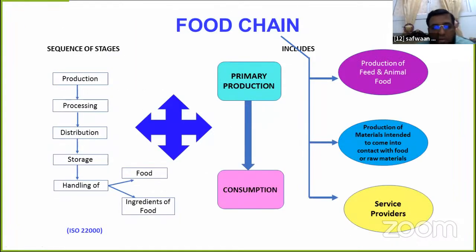Then this is the food chain. The food chain, according to ISO 22000, involves different stages. The sequence of stages includes production, processing, distribution, storage, handling of food, and also the handling of ingredients of food. Broadly, from the time of primary production till consumption, all these stages come under the food chain. And this includes production of feed and animal food, production of materials intended to come into contact with food, raw materials, and the service providers. So this is a different food chain from the one we generally study academically, but this is according to ISO 22000.